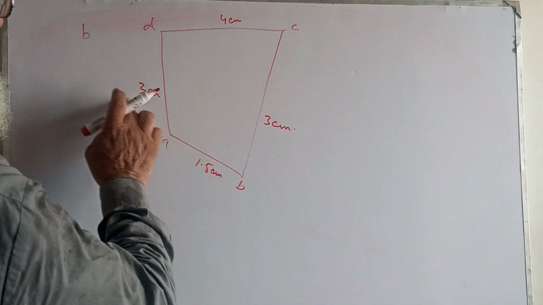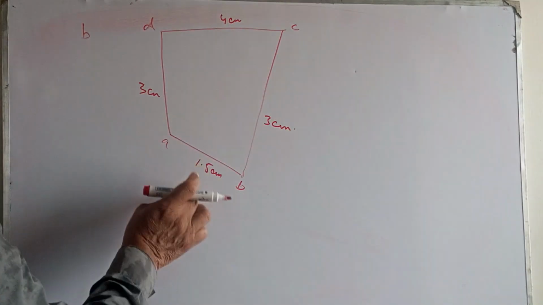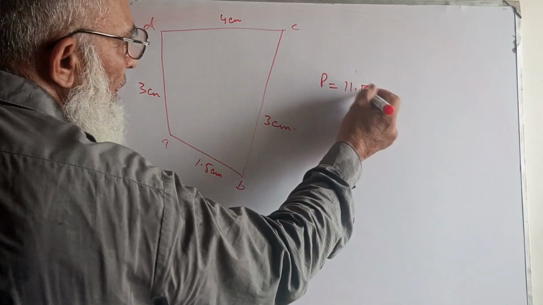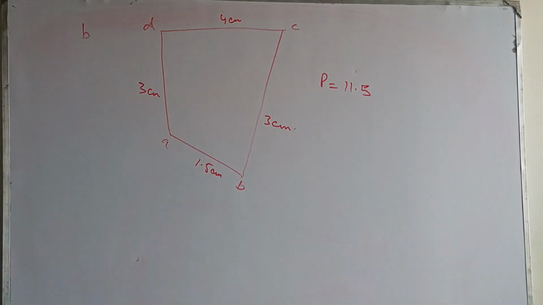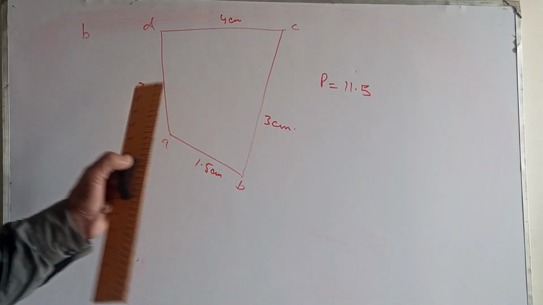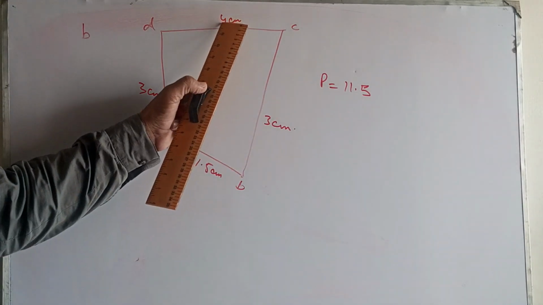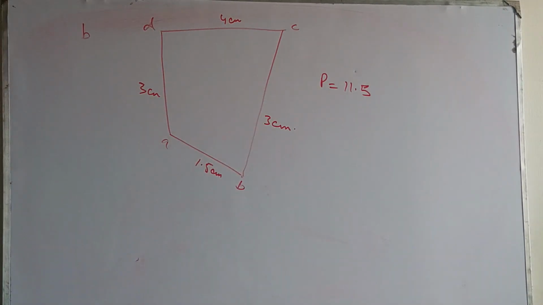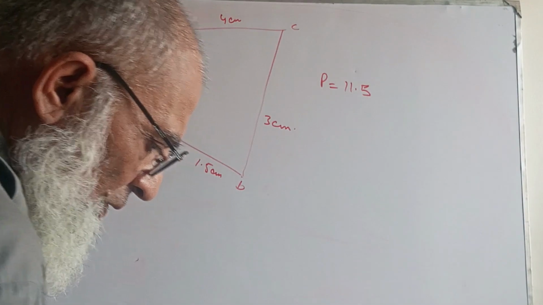Now this will be 3 and 3 is 6, 10, 11, 11.5. So the perimeter P is equal to 11.5. We'll add up all the measures. 3 plus 3 is 6, 6 plus 4 is 10, 10 plus 1.5 is 11.5. So you will do all these like this. Now calculate the perimeter of each of the following shapes.